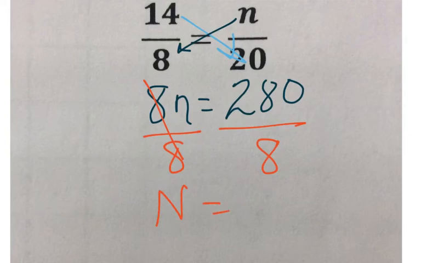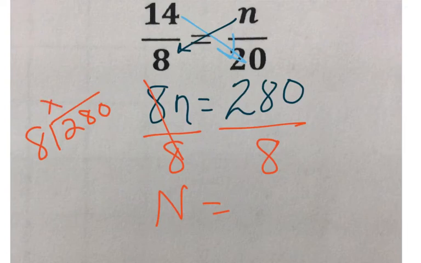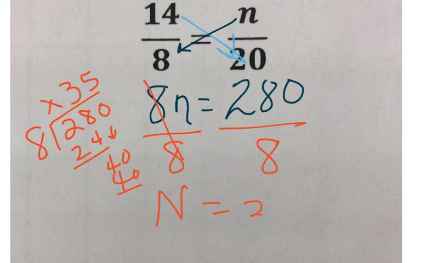And then 280 divided by 8. I may have to come to the side and do that. Okay, 8 doesn't go into 2, but it goes into 28 3 times. 3 times 8 is 24. Subtract and you get 4. Bring down your 0. 8 goes into 40 5 times, so n is equal to 35.